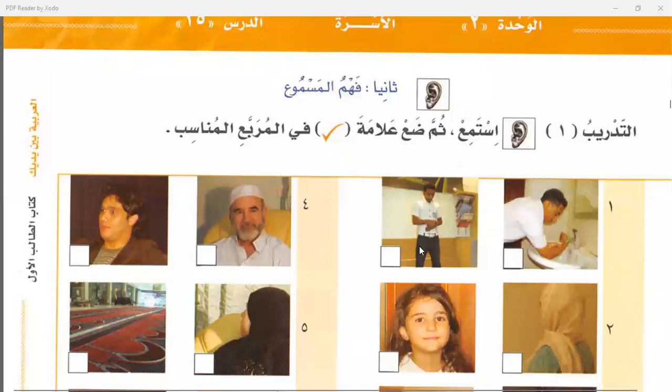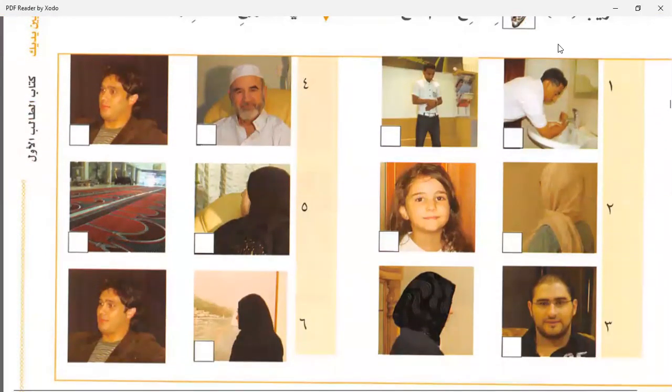Next, we have a tadrib al-awwal, first exercise. Istami summa da alamat as-sahiha fil murabba al-munasibi. Listen, put the check mark in the appropriate box. So you have got options here. You will put a tick on the correct one.